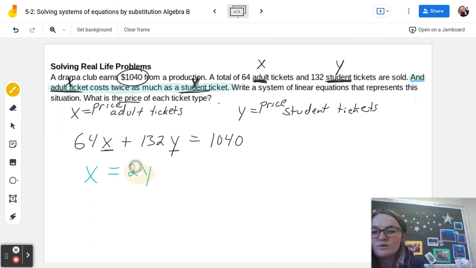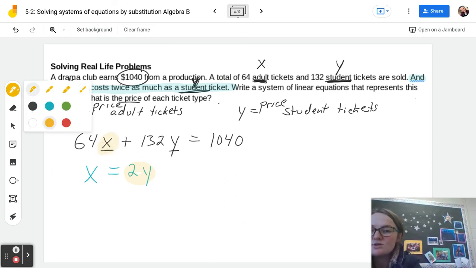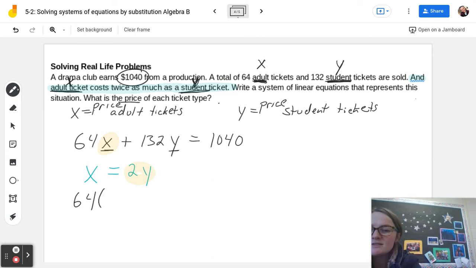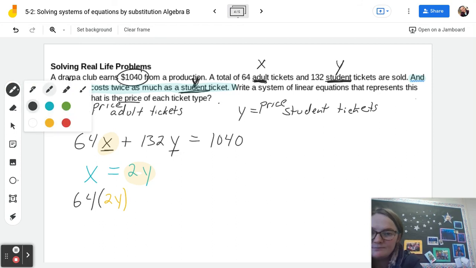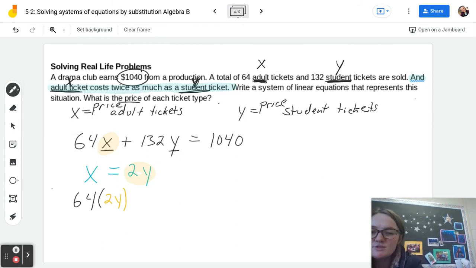X is already solved for, so I'm going to plug in 2y for x. So what I'm going to write here is, instead of saying 64x, I'm going to say 64 times 2y. I'm going to substitute in what x is. 64 plus 2y plus 132y equals 1,040.